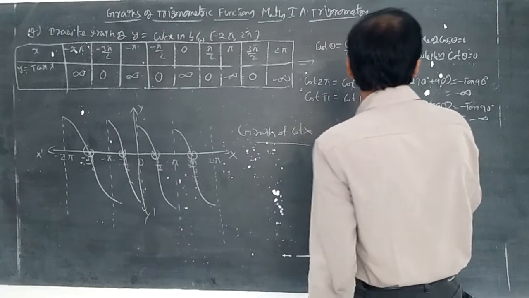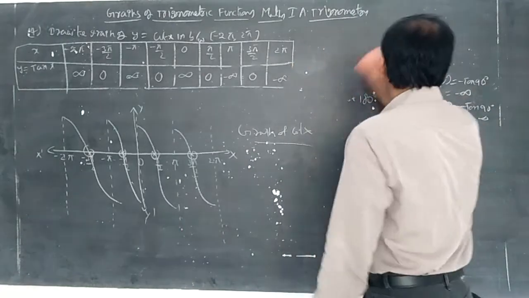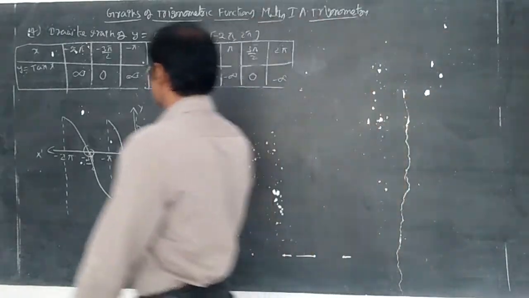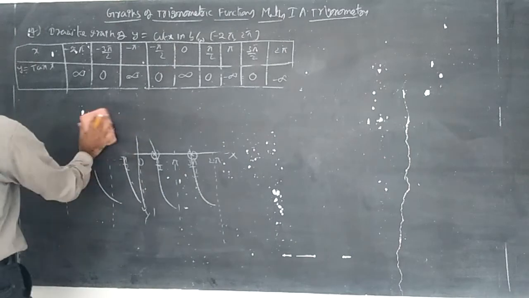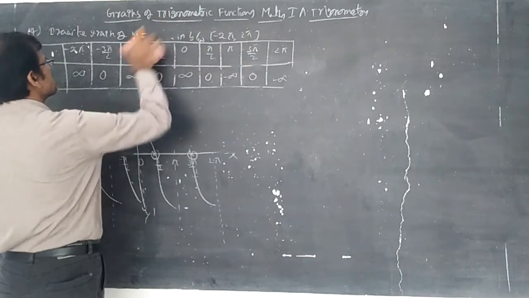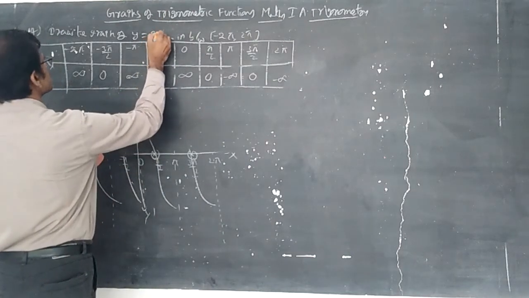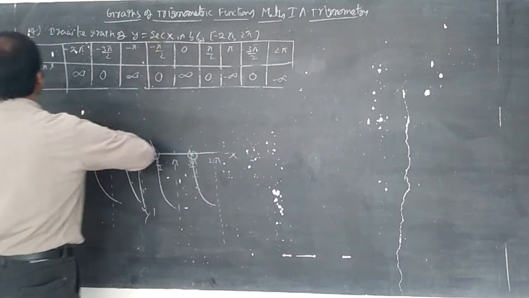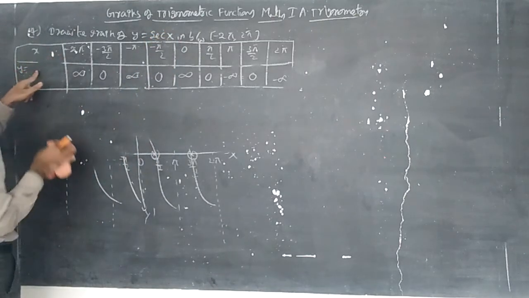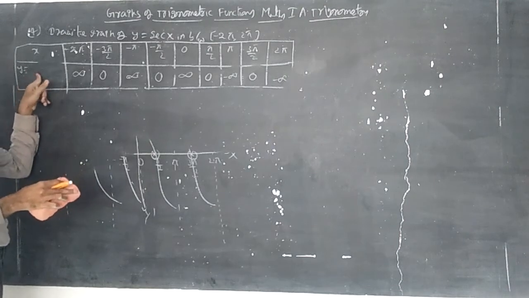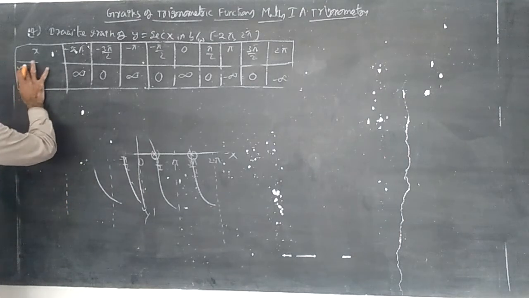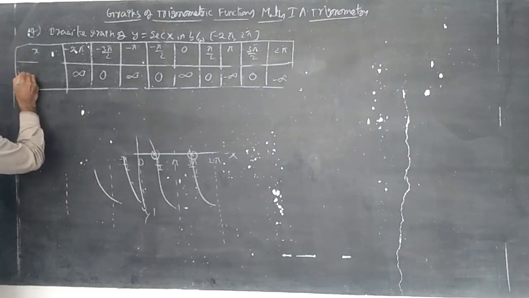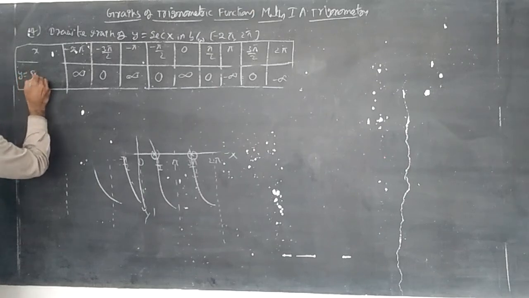Now let us write the question. Graph of y is equal to secant x. Here you change, students, it is unnecessary. I did not rub the y is equal to tan x. Here y is equal to secant x.